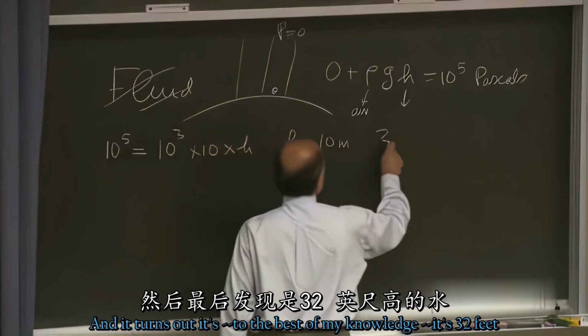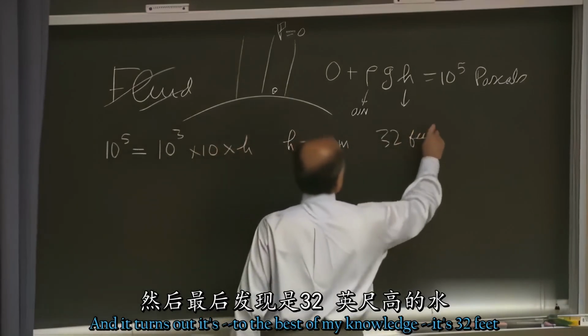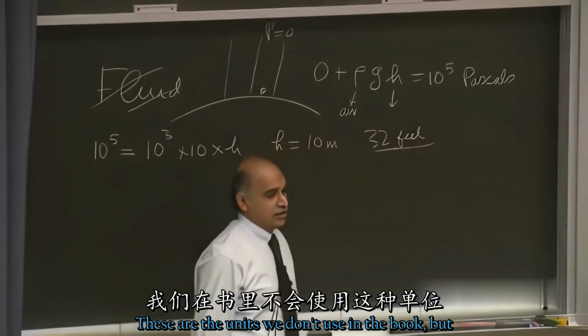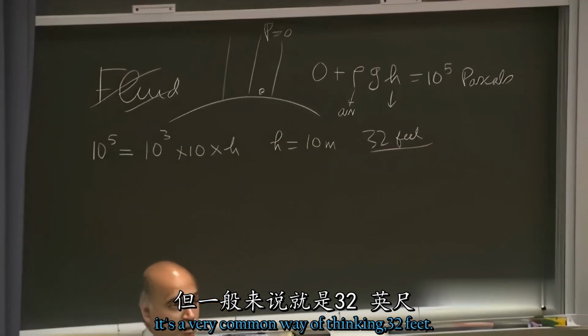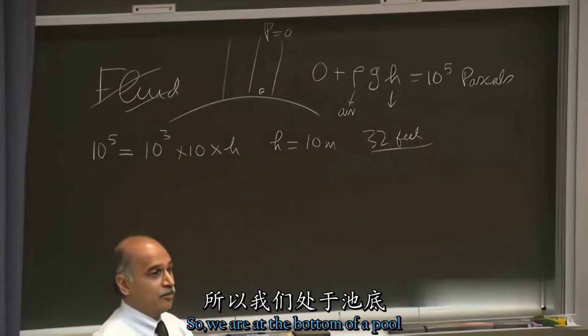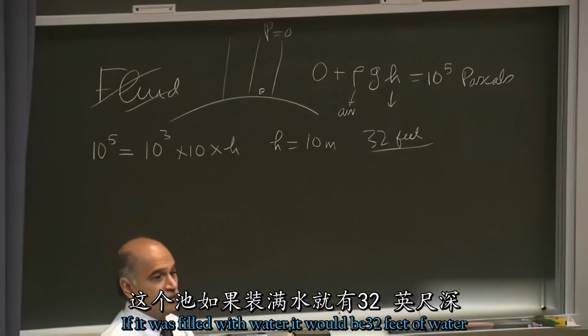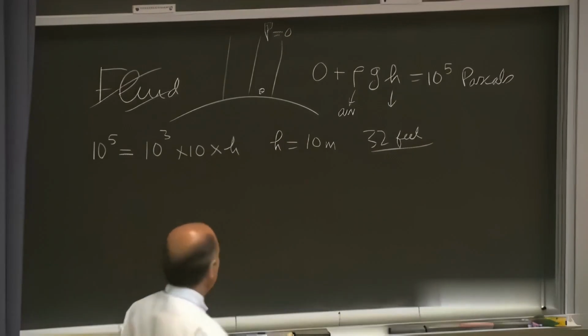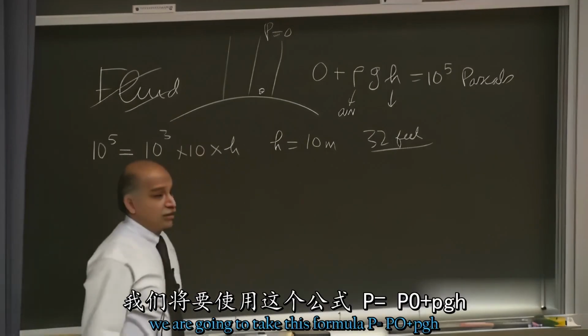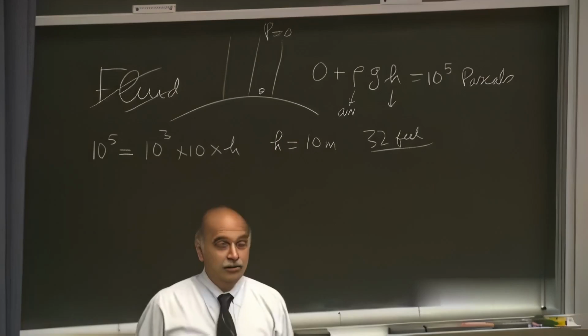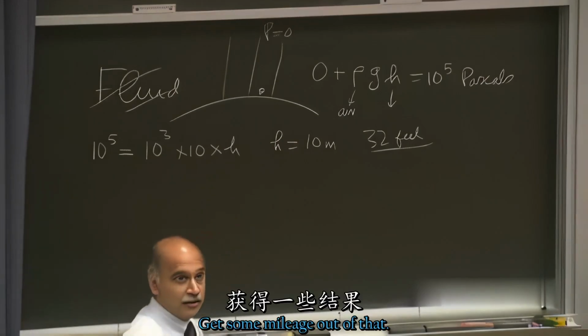And it turns out, to the best of my knowledge, to be 32 feet. These are units we don't use in the book, but it's a very common way of thinking. 32 feet. So we are at the bottom of a pool. If it is filled with water, it will be 32 feet of water. All right, so now we are going to take this formula, P equals P naught plus rho gh, and put it to work, get some mileage out of that.